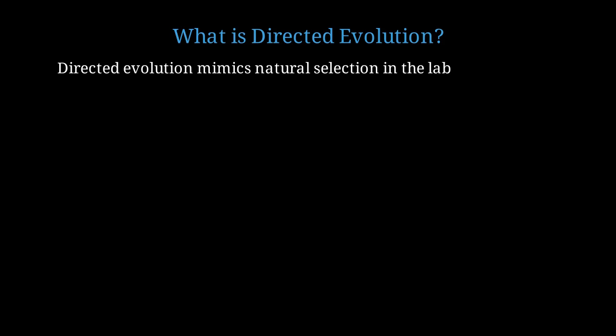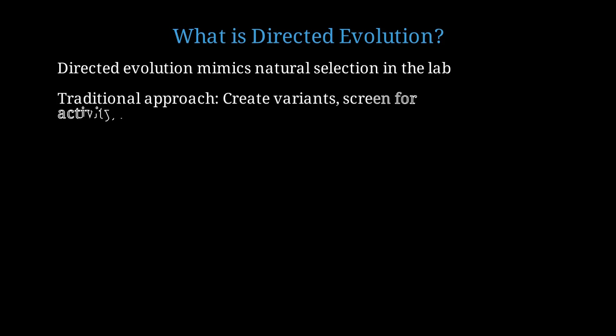Let's start with the fundamentals. What exactly is directed evolution? Directed evolution is a method that mimics natural selection in a laboratory. Instead of waiting millions of years for nature to optimize proteins, we accelerate the process to days or weeks.